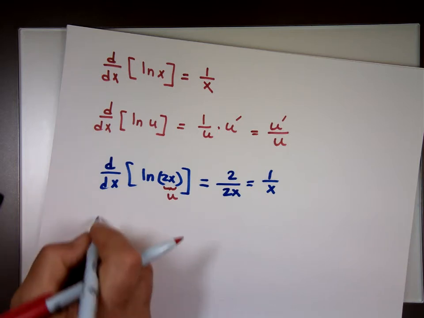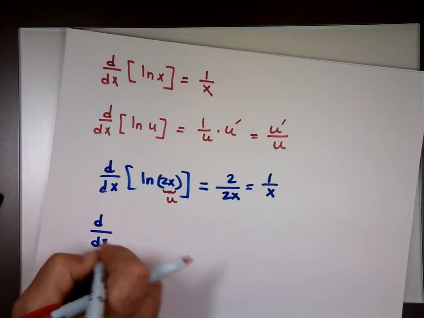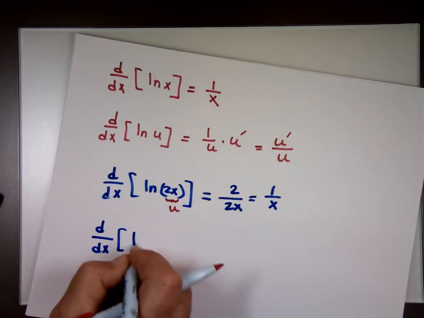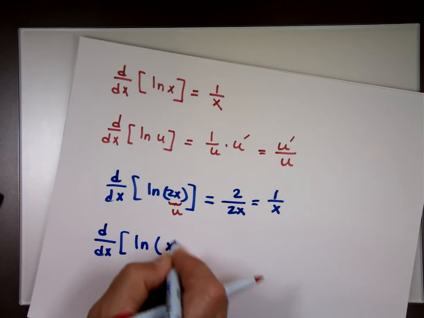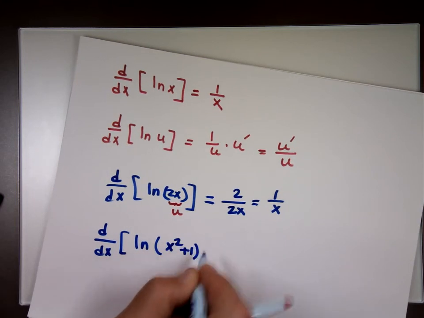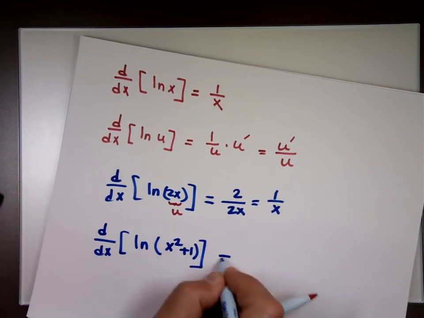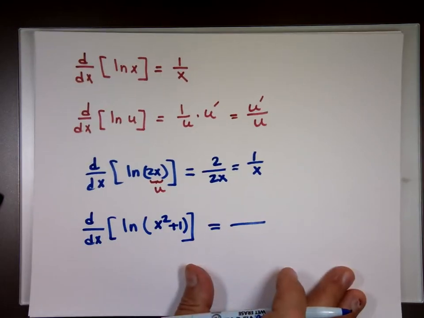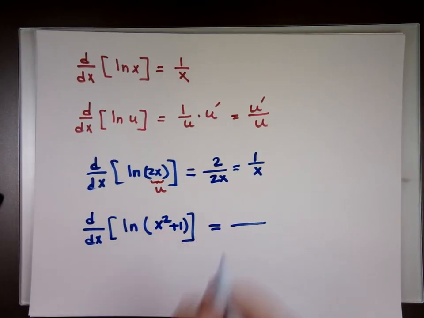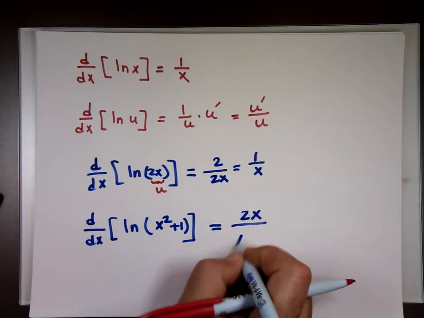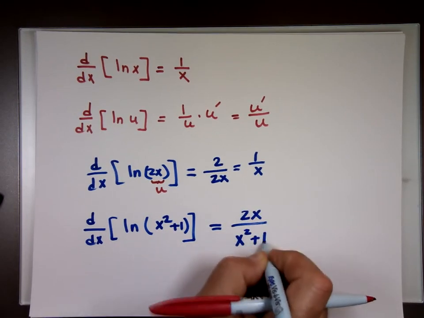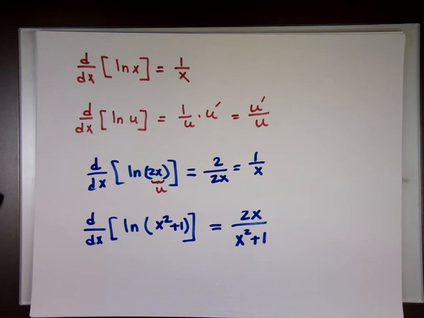What's the derivative of the natural log of x squared plus 1? What's the derivative of x squared plus 1? 2x, very good. Over what? X squared plus 1. Can't simplify it.